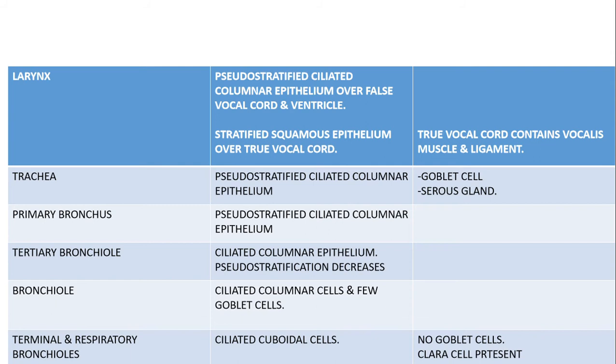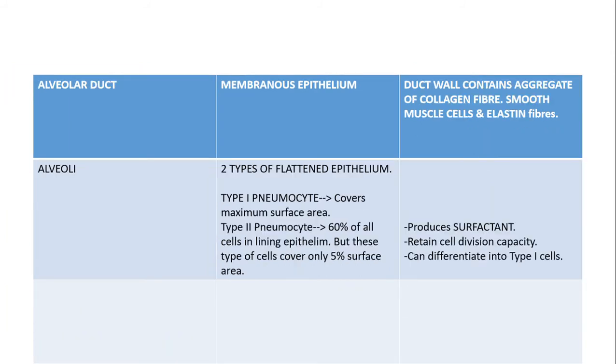Now next comes the alveoli. In the alveoli there are two types of flattened epithelium: type 1 pneumocyte and type 2 pneumocyte. So how is the epithelium? Flattened, that is squamous epithelium. Not ciliated, not columnar; it is flattened epithelium in the alveoli. Type 1 pneumocyte is a flattened epithelium which covers the maximum surface area.